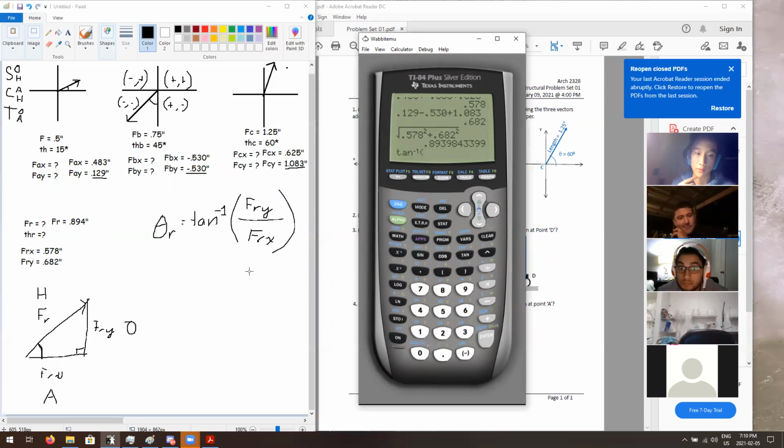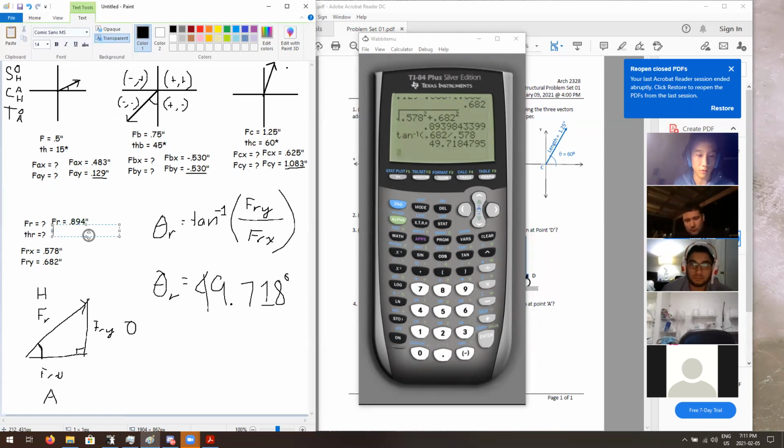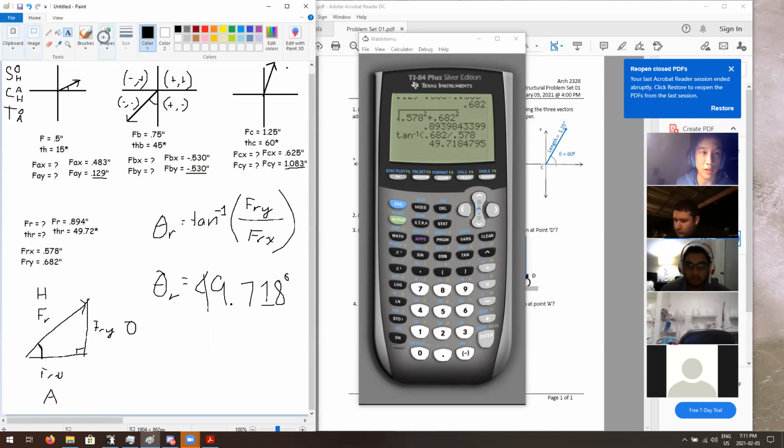All right, inverse tangent of f r y, which is 0.682, over f r x, which is 0.578. Boom, we have theta. I'm saying theta. We have theta is equal to 49.718 degrees. Yep. All right. Theta r is equal to 49.7. I'm just going to do 2 degrees. Let's round it up. And boom, there you have it.